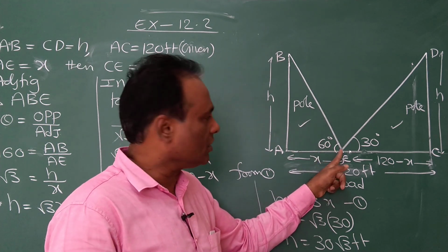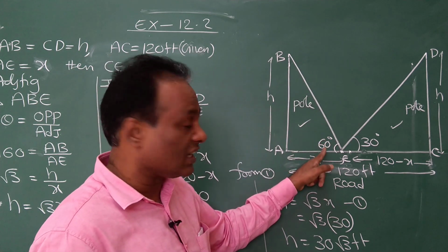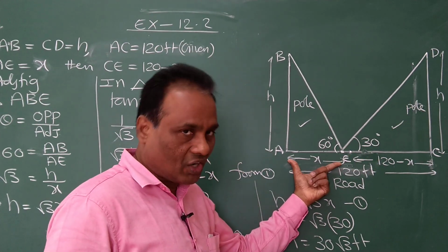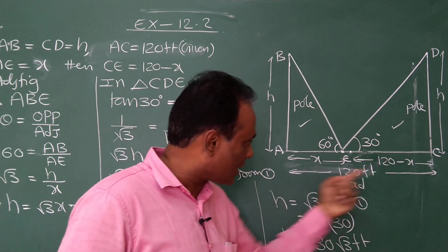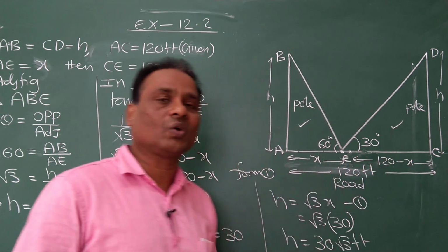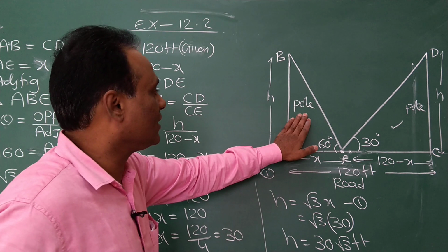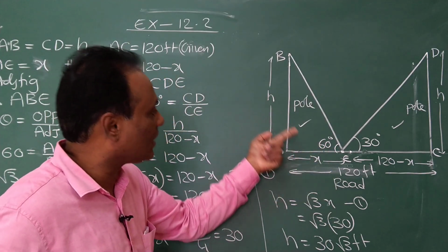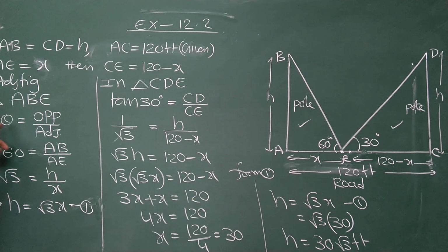Somewhere we are standing. First we observe this, the angle is 60. We observe this, the angle is 30. Let this be equal to x. The remaining will be 120 minus x. Now in this triangle, tan 60 is equal to h by x. Tan 60 is root 3. So h is equal to root 3 x.